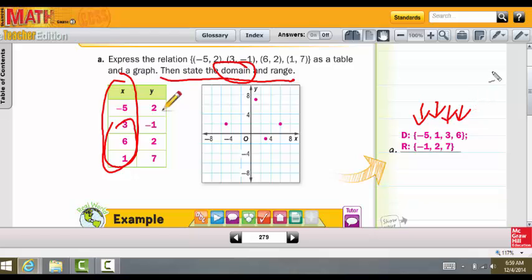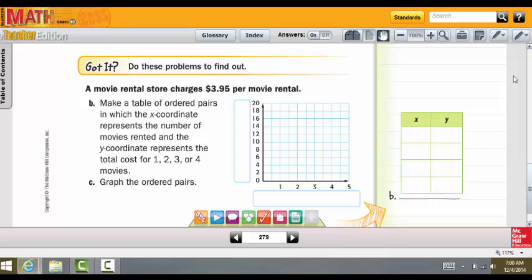We then would do the same thing with the range, which is our output, or in this case our y values. Again, the least is -1 right here. There's our answer. We have a pair of 2's, but we just show it once, and then our last value, of course, is 7. Now let's take a look at letters B and C.